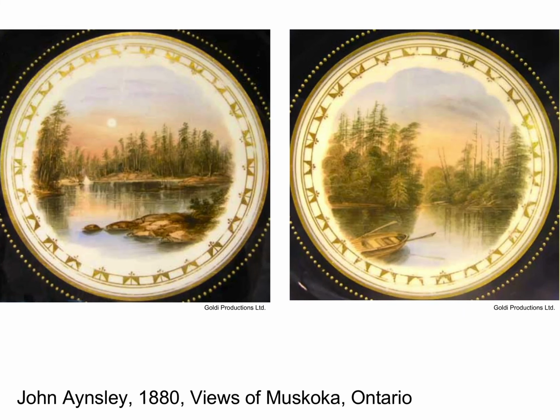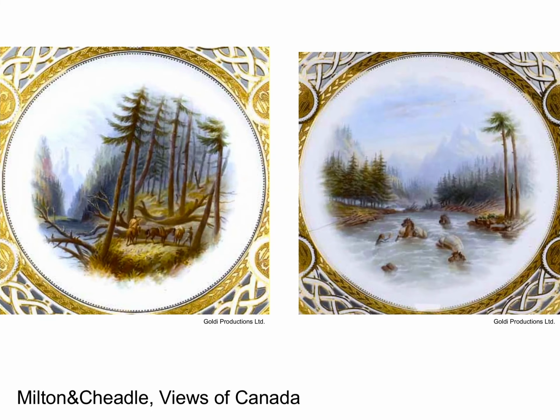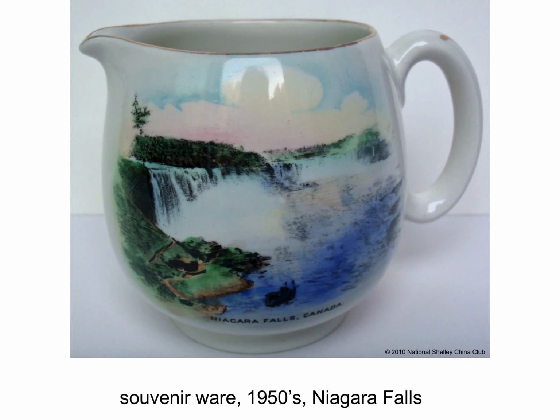I will show you a series of plates made in Ontario, in England, for the Canadian market. They were designed by John Ainsley in 1880, and they show views of Canada. Those are two views of Muskoka in Ontario. And then you have other views, people going to the Rockies, meeting with native tribes, crossing rivers, finding themselves in wilderness. And those kinds of scenes of Canada were very, very popular in England and so on.